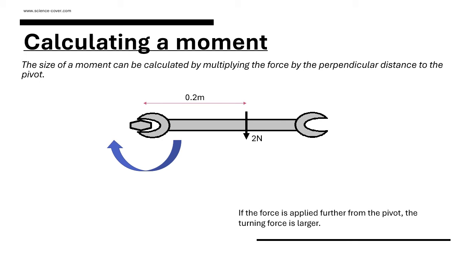In this example, we have the same size force, 2 newtons, however we've moved it closer to the pivot point. So to calculate the turning force now, we take the force and multiply it by the distance from the pivot. So that's 2 multiplied by 0.2, and that equals 0.4 Newton meters. So as the force is being applied closer to the pivot, the turning force is lower. Now this means that if the force is applied further from the pivot, then the turning force is larger.